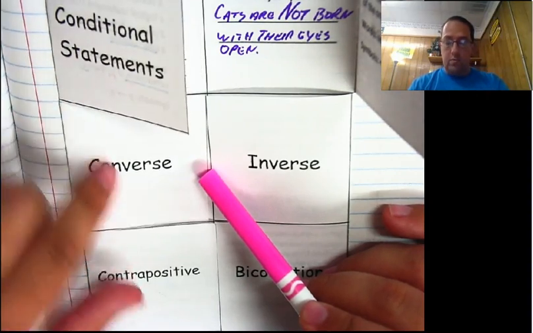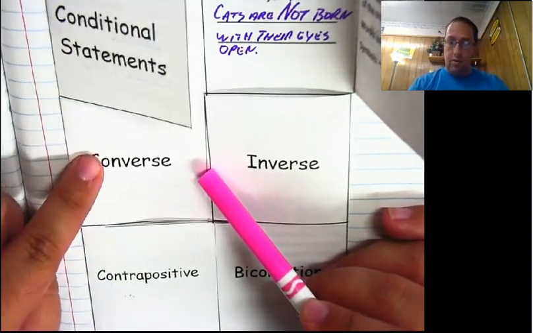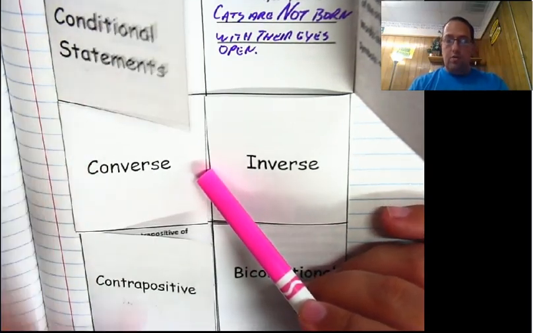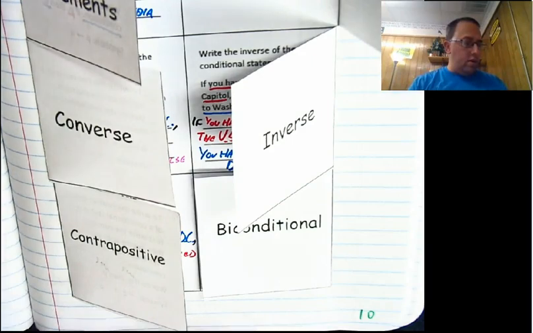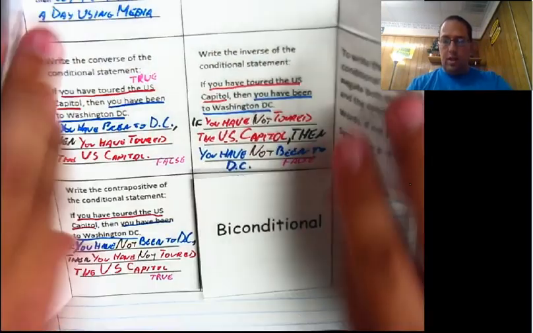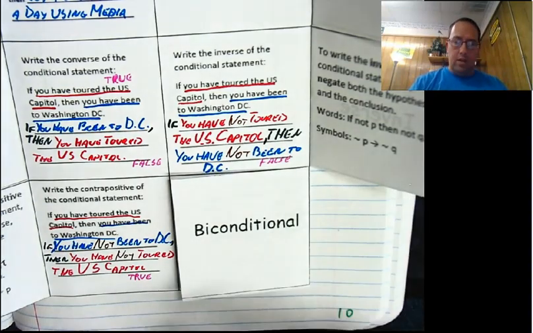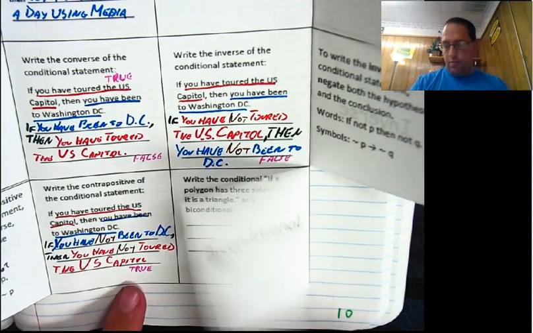Now, most of the time, these two will disagree with the other two. The converse will be true and the conditional will be false, or the conditional will be true and the converse will be false. Usually, these two are opposite each other, but not always. All right? And in those rare instances when they both work, we have what's called a biconditional statement.